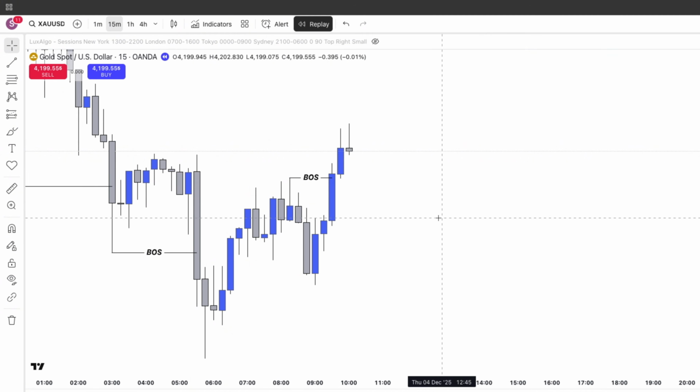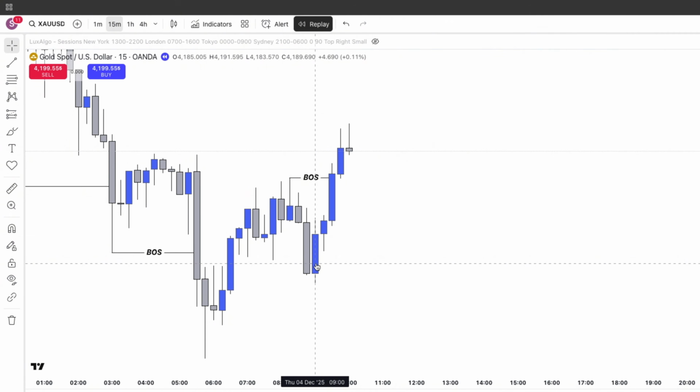Now, the first thing we can see here, this candlestick is the one that started all this dominance of buyers, and buyers gained momentum from this zone.